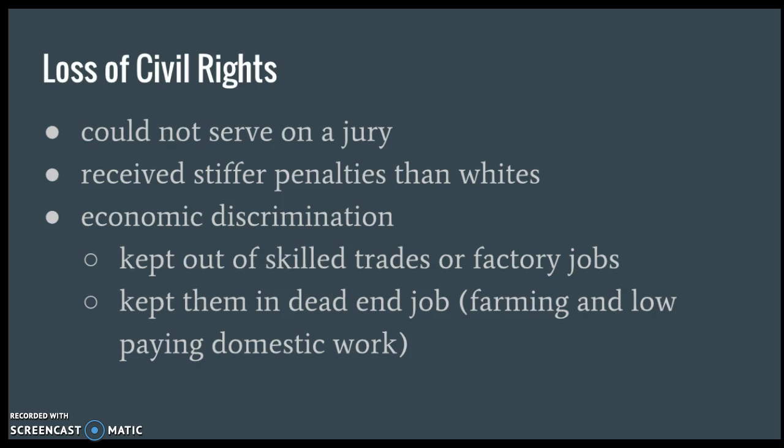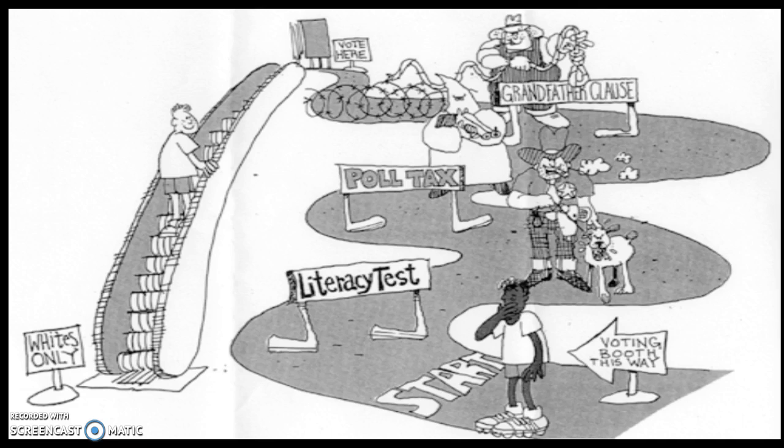Also, they could not serve on juries. They received stiffer penalties than most whites. Additionally, economic discrimination occurred because they were kept out of jobs which required specific skills, for example, a factory job. They also were not allowed to learn good traits which they could use to pursue a successful job. Instead, they were stuck in dead-end jobs like farming or low-paying domestic work.